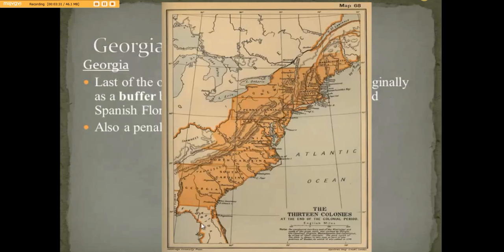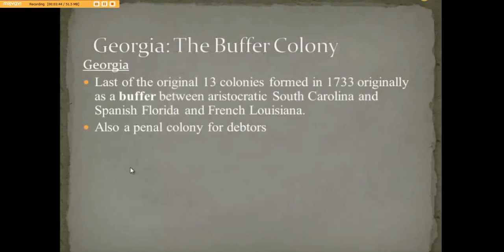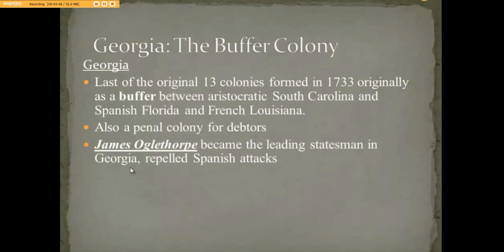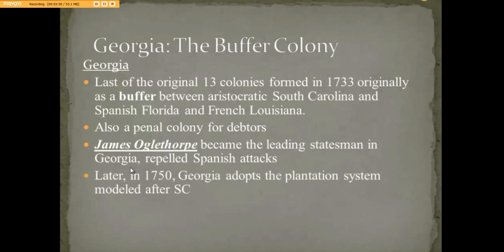So let's take a look at Georgia. Down here is Florida, controlled by the Spanish. And over here is the Louisiana Territory, controlled by the French. So if either one of them wanted to get to South Carolina, they would have to go through Georgia, and it would be a buffer. James Oglethorpe, he is the leading statesman in Georgia. He is considered the founder of Georgia, and he repelled Spanish attacks. And also later in 1750, Georgia adopts the plantation system modeled after South Carolina, and that's when they become very successful financially.